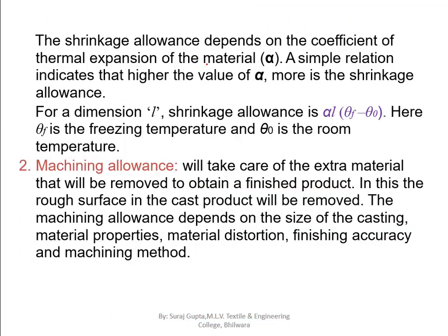Then the shrinkage allowance depends upon the coefficient of thermal expansion alpha of the material. So for different materials, it will be different. A simple relation indicates that the higher the value of alpha, the more the shrinkage allowance. Because we know that the change in length due to change in temperature will be alpha delta T multiplied by L. So the change in length will be higher for the higher value of alpha.